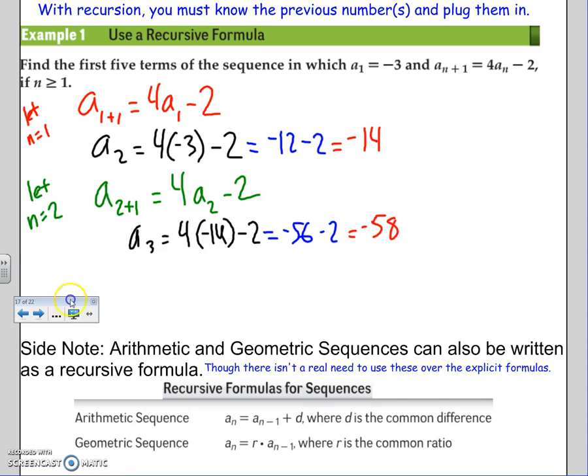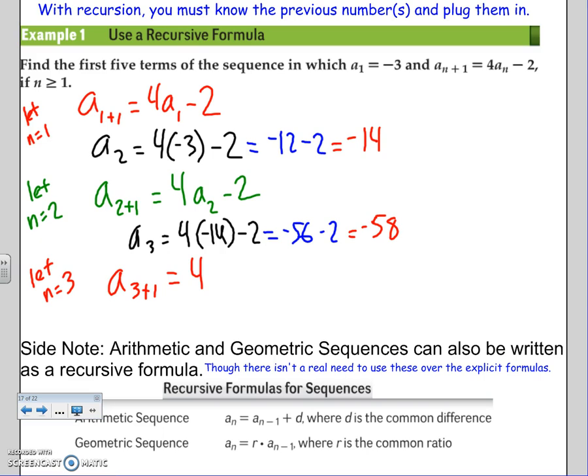So we're now going to, use red, let n equal 3. So I use the formula. Let's stay red. A sub 3 plus 1 equals 4 times a sub 3 minus 2. And hopefully this time I won't mess up. So this is a sub 4 equals 4 times a sub 3, which we found was negative 58, minus 2.